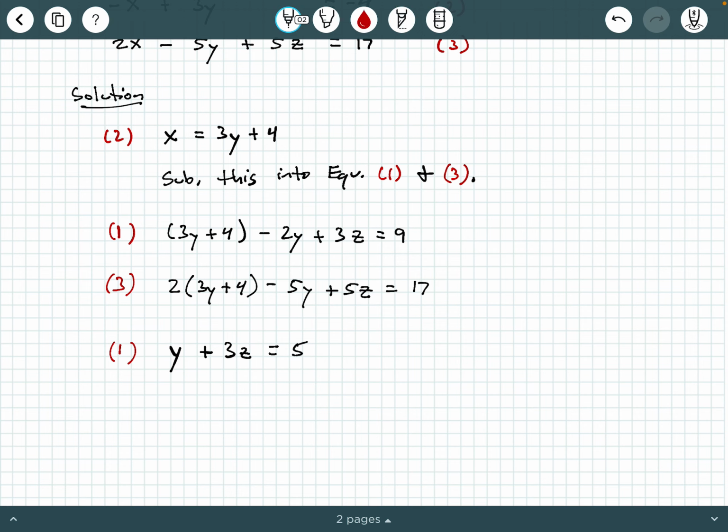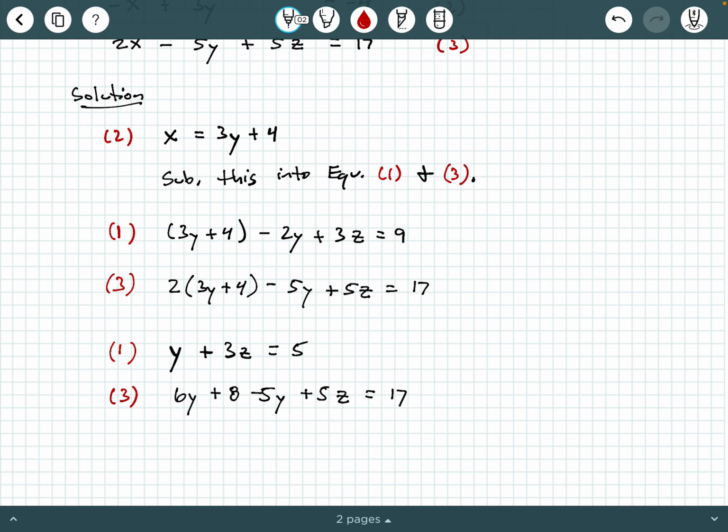Now I'm going to do a similar thing. I'm going to simplify this equation 3. Don't forget, you have to distribute this 2 here. You've got a distributive property you need to execute. So that'll be 6y plus 8 minus 5y plus 5z equals 17.